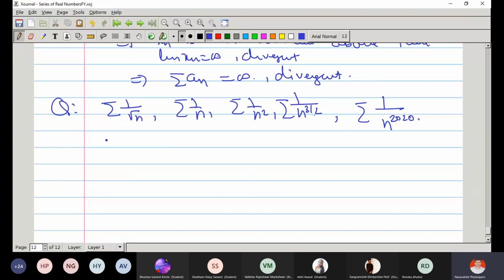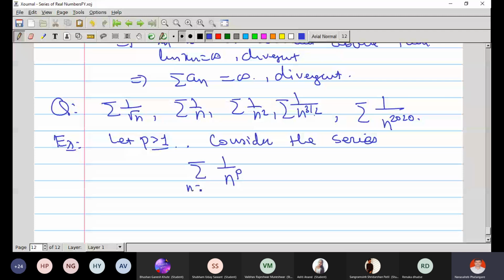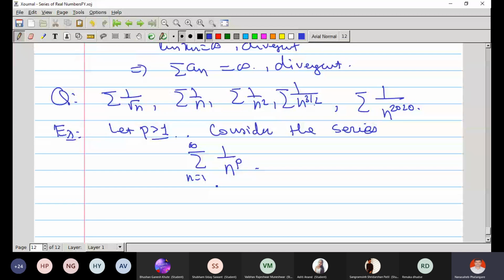Okay, now let p be greater than 1, right? p is some positive number greater than 1, then consider the series 1 upon n to the power p, n from 1 to infinity, right? Now what is the condition on p so that the series is convergent, or if p is greater than 1, does the series converge? We will generalize our result.